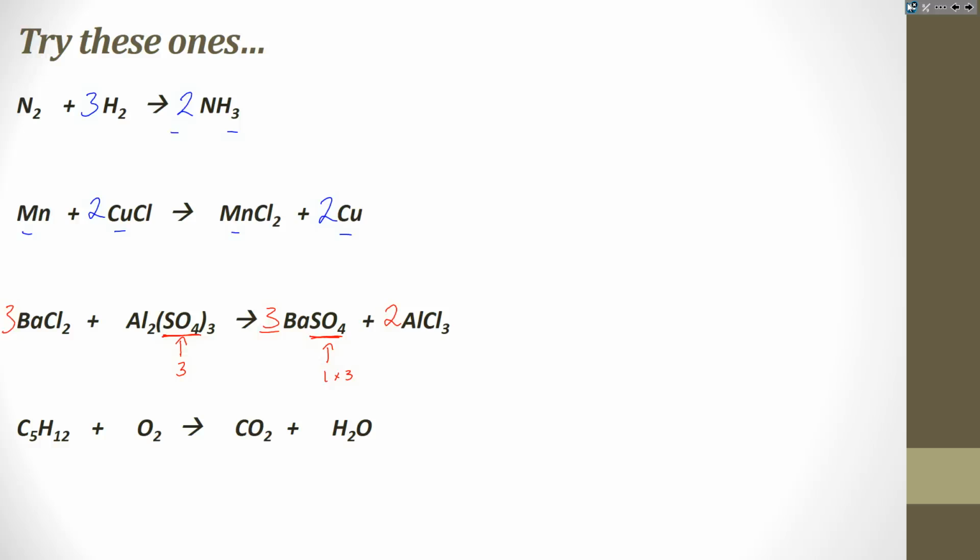Now, the last one looks like a combustion reaction. So we're going to start off with our carbons, then go to hydrogens, and then to oxygens. Let's start with carbons. There's 5 there, so put a 5 here. Now I need 12 hydrogens, so I put a 6 in front of water. Now let's check our oxygens. 5 times 2 is 10, plus 6 times 1 is 6, so it's 16 oxygens. So I need 8 in front of the O2.